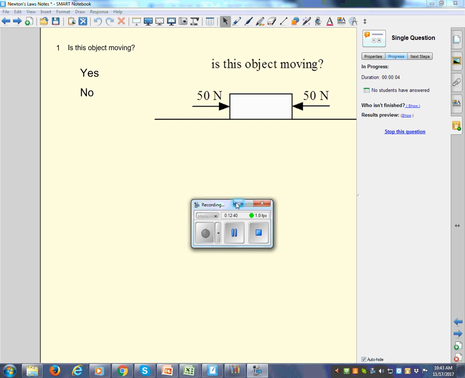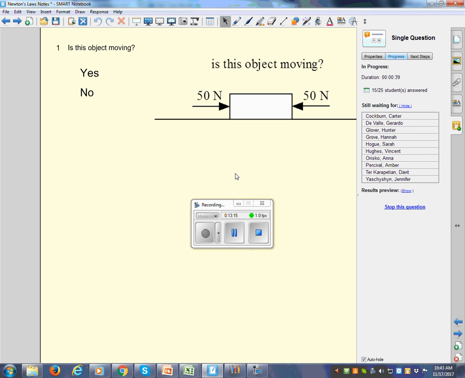Let's see if you can only regurgitate it back to me, or if you truly understand what I've been talking about the last 10 minutes. Is this object moving? And is Newton, correct? Newton is the unit of force, right? Yeah. Is this object moving? Well, it's just a yes or no question.